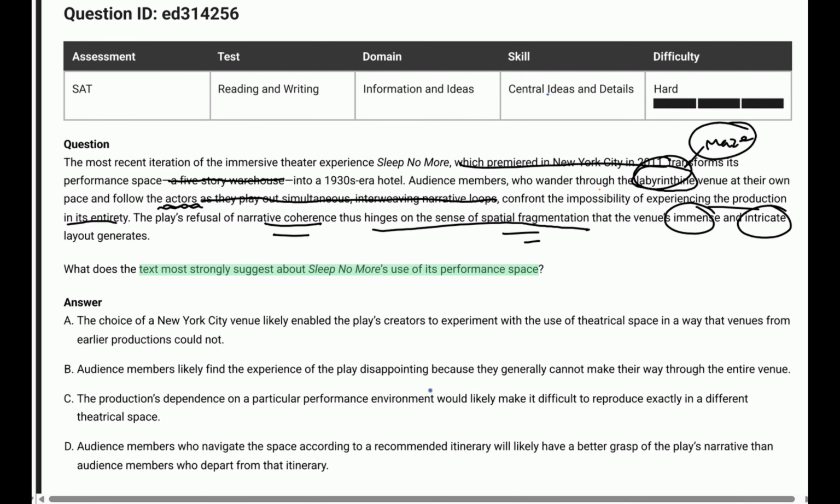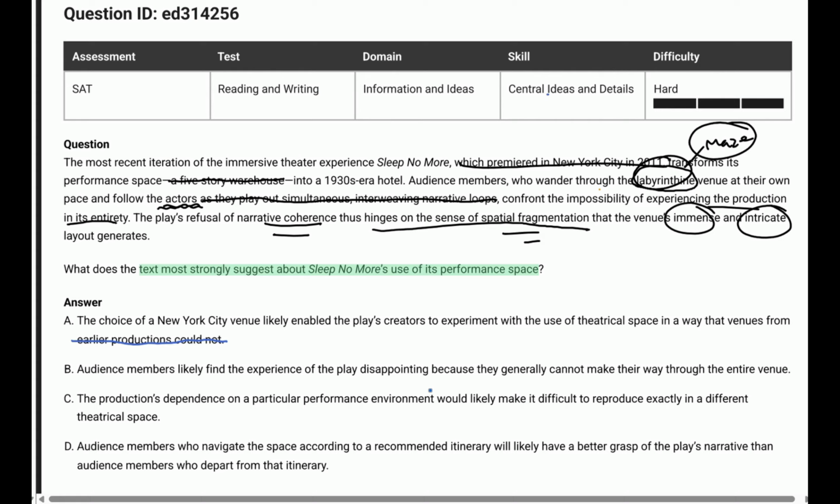The choice of a New York City venue likely enabled the play's creators to experiment with the use of theatrical space in a way that venues from earlier productions could not. It's kind of beyond the text. It's just not what we're looking for. Why are we talking about earlier productions? Nothing really hints at that. That's not the point of the text.